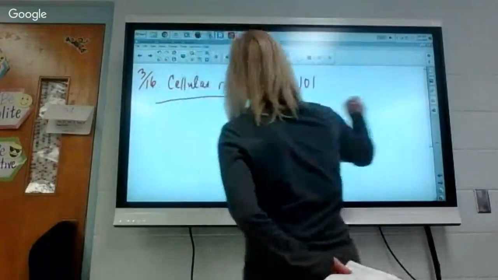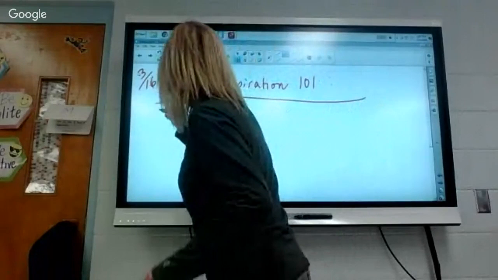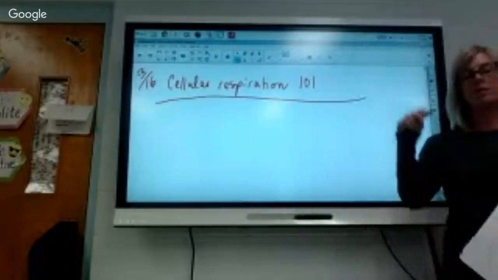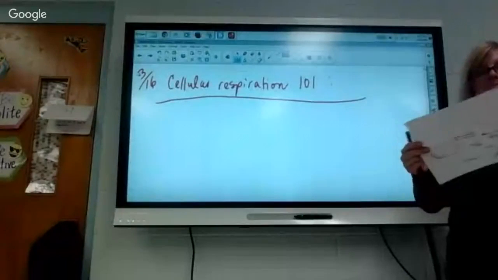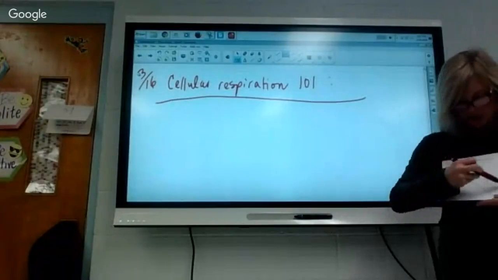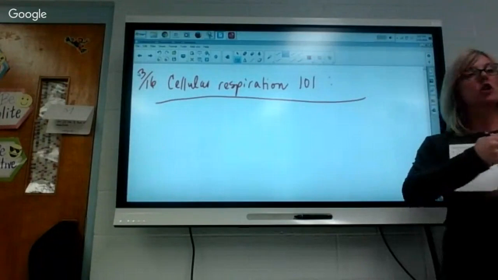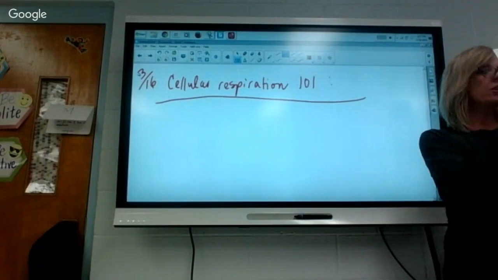All right, so here's the skinny on cellular respiration. We're going to do it just like photosynthesis, the basic stuff. And then, how does it occur? We're actually going to do a little flow chart kind of deal, and then we're going to put it on here.